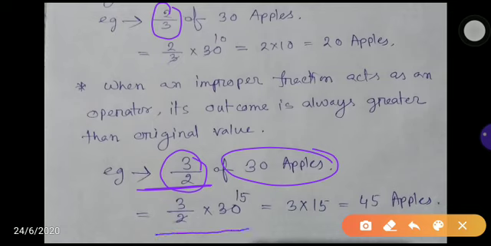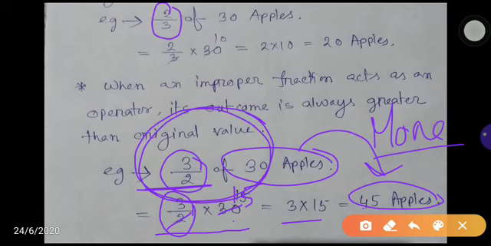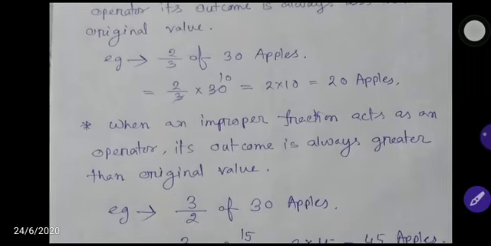Okay, so 3 by 2 of means what? Multiplication. 3 by 2 into 30. So by these 2 we can cancel 30, 15. Okay, so 15 into 3, ultimately how many apples? 45 apples. So the result you see is 45. Originally it was 30 apples. After multiplying by 3 by 2, that means by an improper fraction, we got 45 apples. That means our result is more. Okay, these 2 points you have to remember. Whenever you multiply any quantity by a proper fraction, its value will be less than the original value, and whenever you multiply by an improper fraction, its value will be greater than the original value.